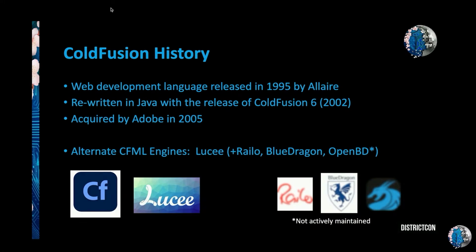A couple of significant milestones. In 2002, it was rewritten in Java. Previously, it was all C and C++. And then in 2005, Adobe acquired it from Allaire, and it is still an Adobe product today. Outside of Adobe ColdFusion, there are a couple of other CFML engines, most notably the open source project Lucee. There's also a couple of now defunct products and projects, including Railo, Blue Dragon, and OpenBD. But all we're talking about today is Adobe ColdFusion.